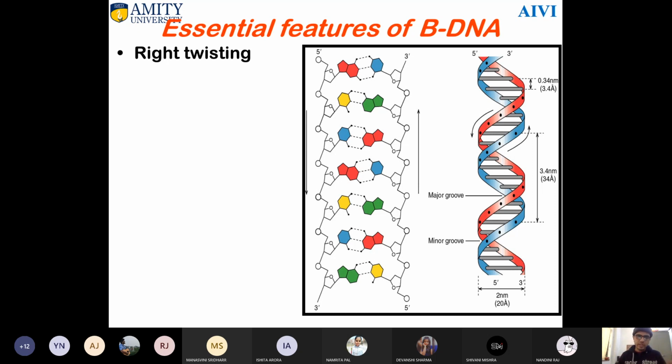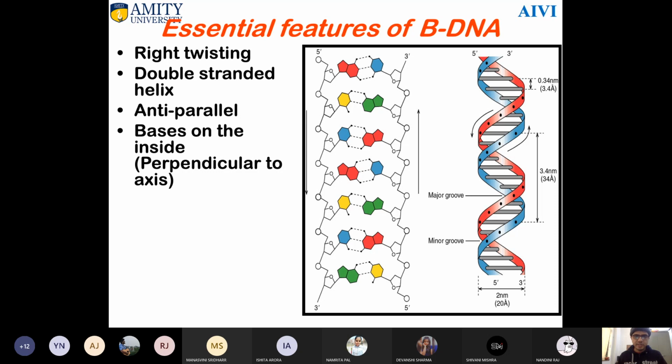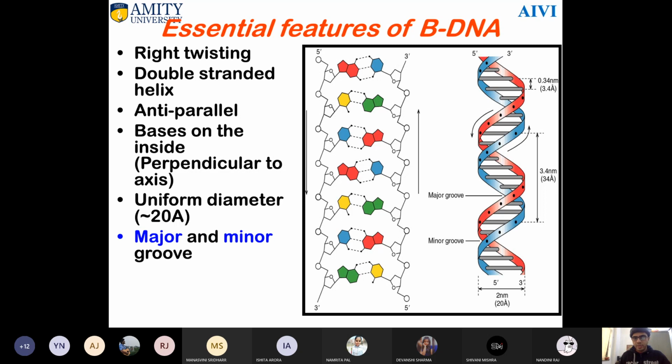Okay, so this is the right twisting, double helix, anti-parallel, and the bases are perpendicular to the axis. That's the basis. So if you just try, they are perpendicular to it, and uniform diameter throughout, it is 20 angstrom. Major and minor grooves both are there in it, and complementary base pairing is there. So these are the features of your B form of DNA.